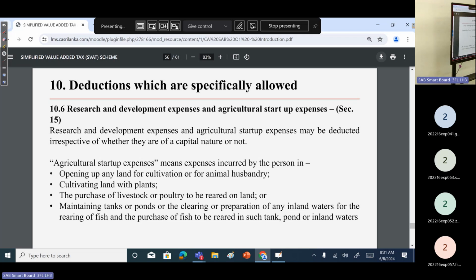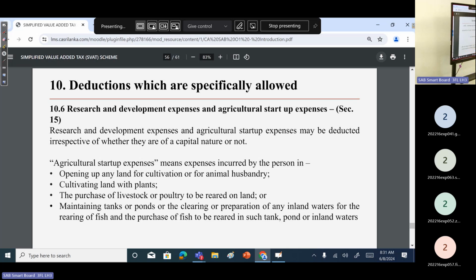This type of industry has an issue because, as I mentioned, we are incurring expenditure right now but there is no return then and there. It takes some time. So they cannot deduct that expenditure for tax purposes when we work out the assessable income. Therefore this section says agricultural startup expenditure we can deduct, even though it is capital nature.